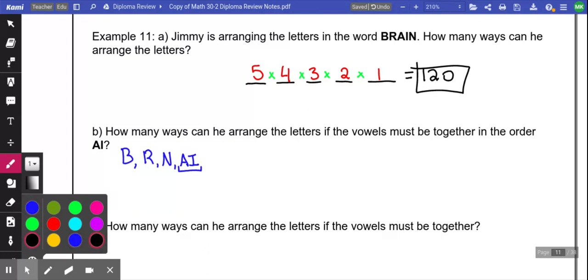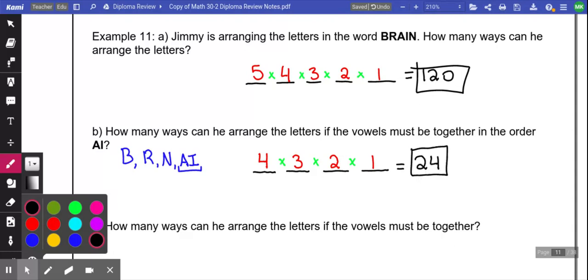This means that now when I do my fundamental counting principle, I don't have 5 letters. I have 4 things that I can move around: the B, the R, the N, and the vowels. In the first spot, that means there's now only 4 options. In the second spot, there's 3, then 2, then 1. If you multiply those all together, you have a total of 24 different ways that you could sort the letters in the word brain where A and I are together in the order AI. That is how we tackle grouping questions. We treat them as one thing.